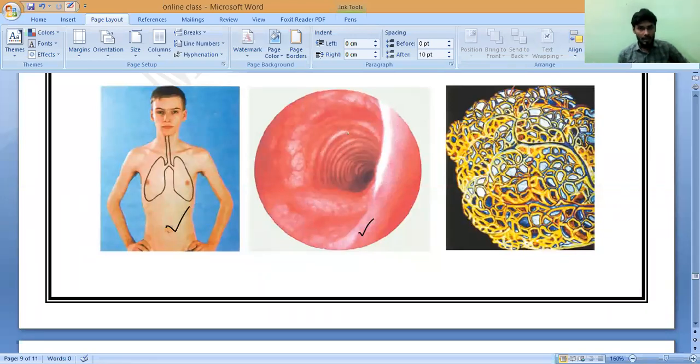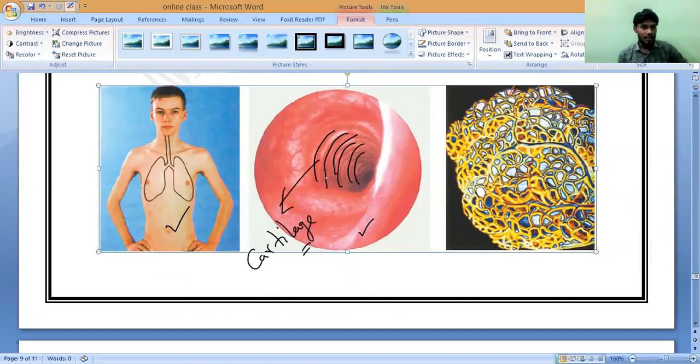You may observe here the rings. The windpipe has rings outside, like a threading. What is this called? Rings of cartilage. Correct? So this is the inner structure of the windpipe, which has been captured by an endoscope.